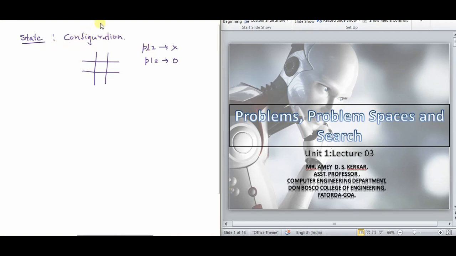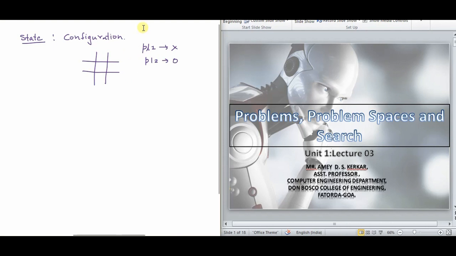Initially, if you see this game, all the 9 places will be blank. So this is the initial configuration of the game. What is the initial configuration? It is the one wherein there is a board of 3x3, with 9 cells, and all the cells are empty or blank. Now, what are the different moves?